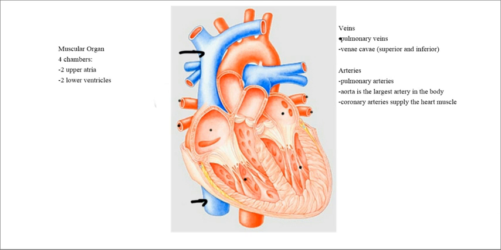Arteries carry blood away from the heart, usually oxygen-rich blood. However, the pulmonary arteries are an exception to this. They carry away oxygen-poor blood. So all arteries carry blood away from the heart. Most carry away oxygen-rich blood. This is the aorta. It is the largest artery in the body. Coronary arteries supply the heart muscle.